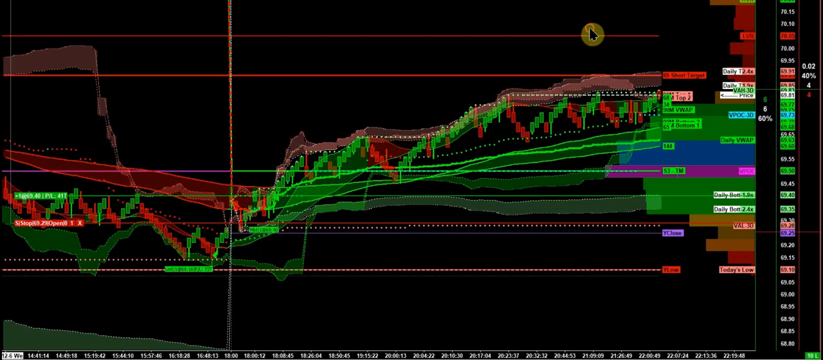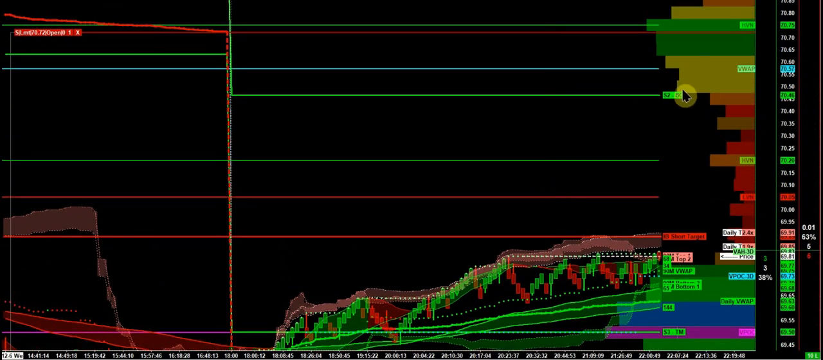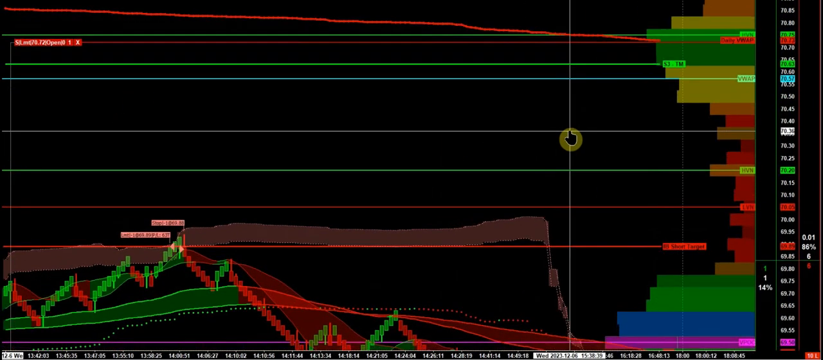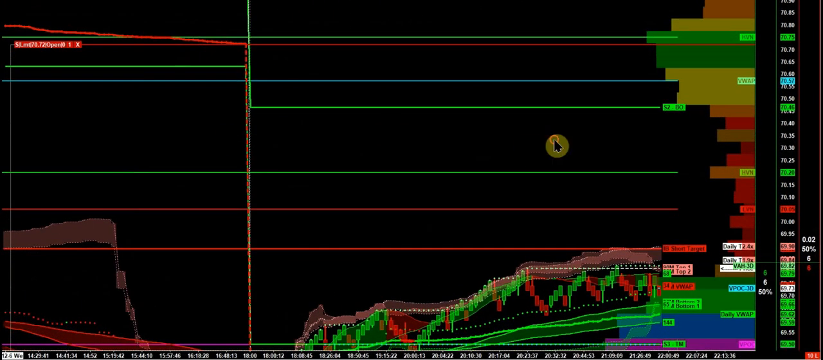Now my first target would be up here. I'm looking at this green area up here, especially, there's a high volume node there. This is where my daily VWAP was when the session closed, okay? So I'm looking at that.